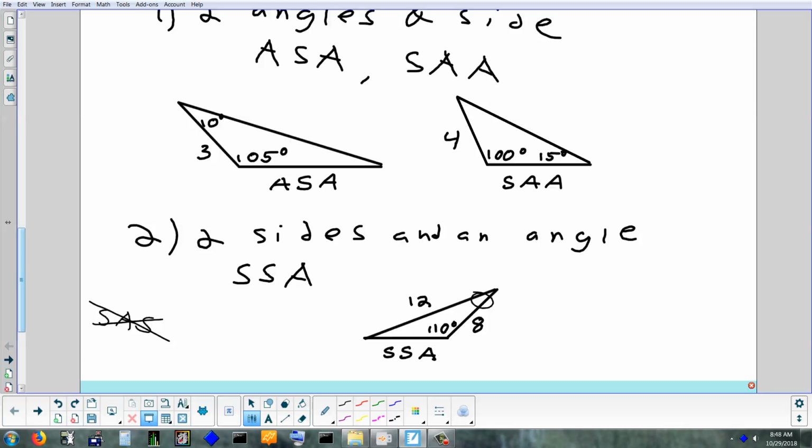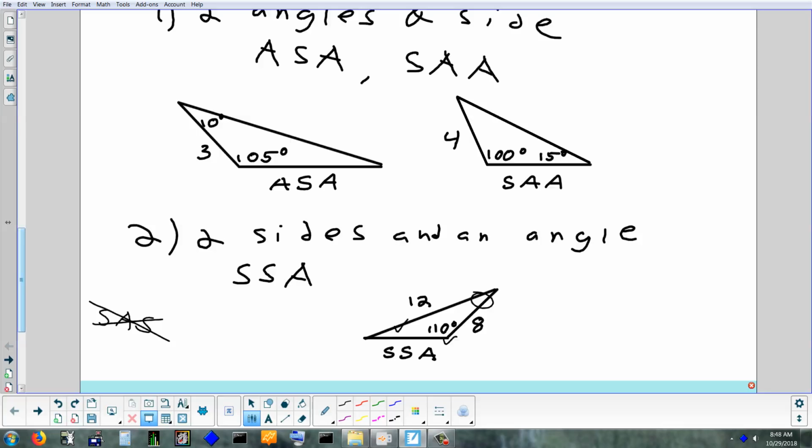What I could have done is I give you this one, or I could give you that one. Either way, that would be two sides and an angle that's not between the sides. So any question on those three?